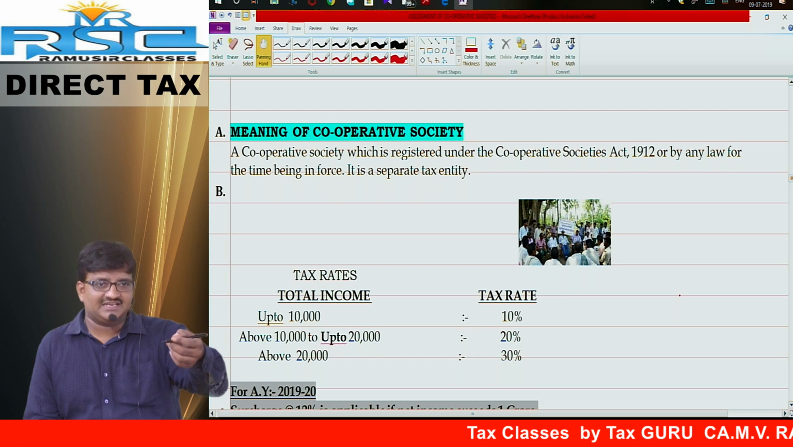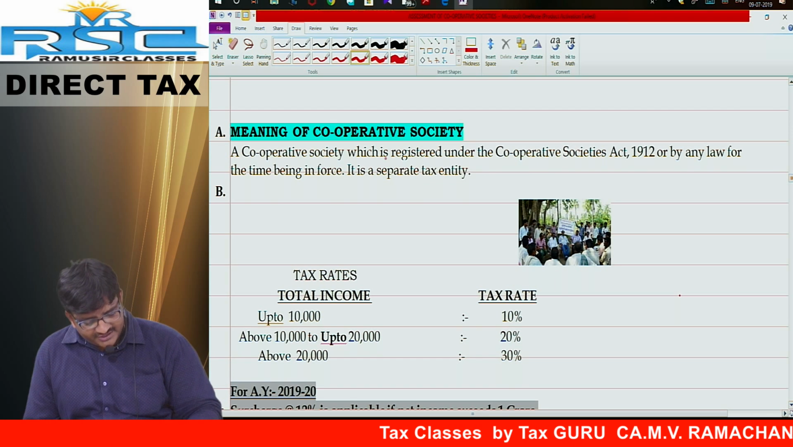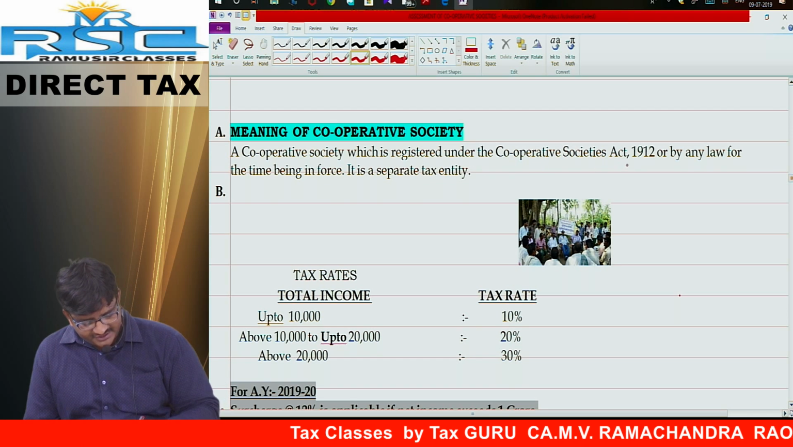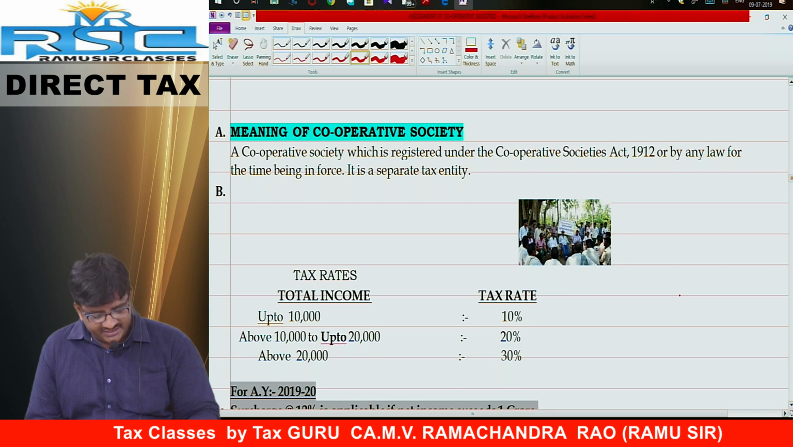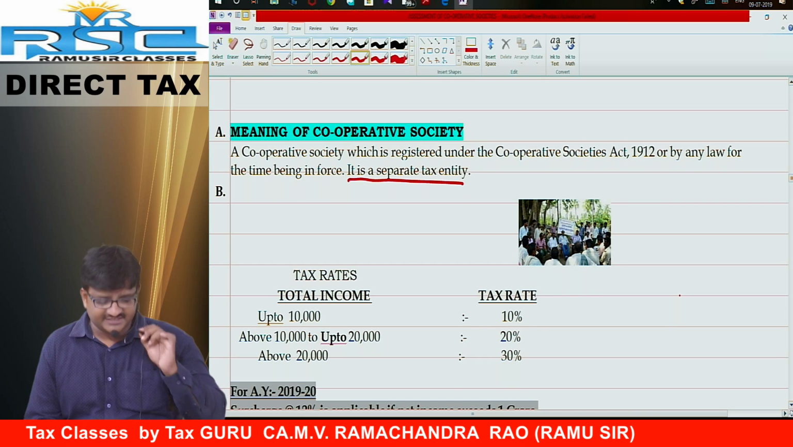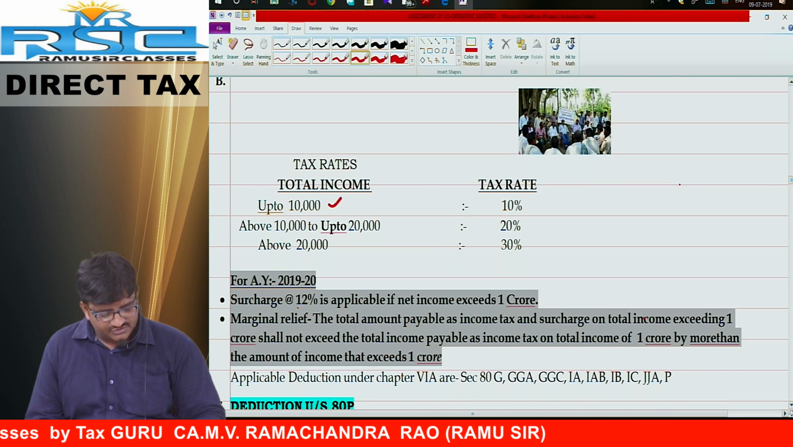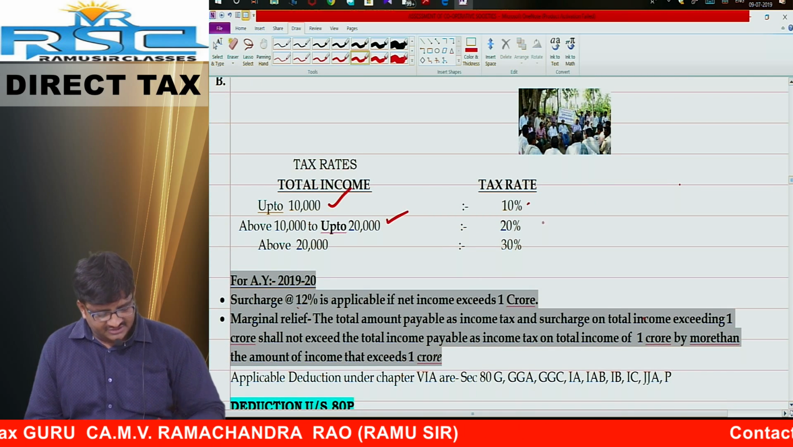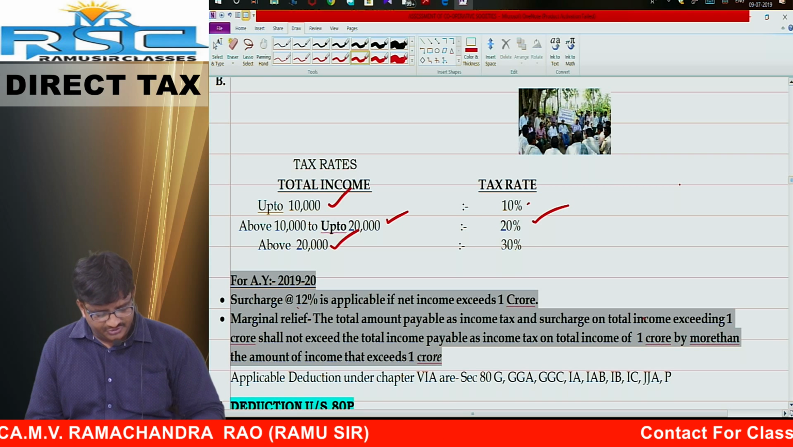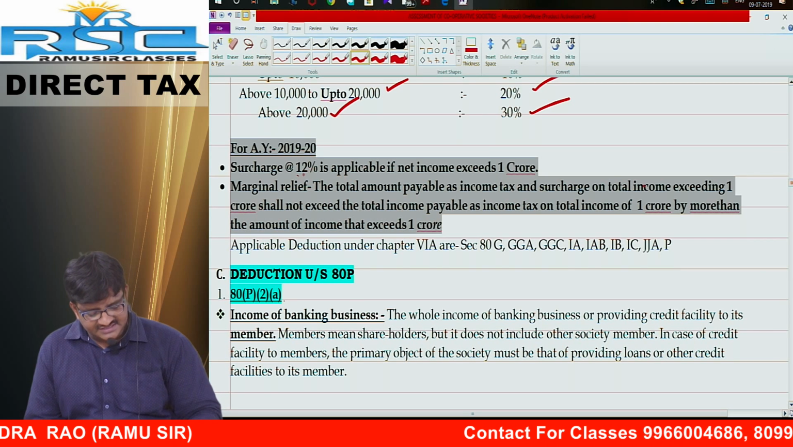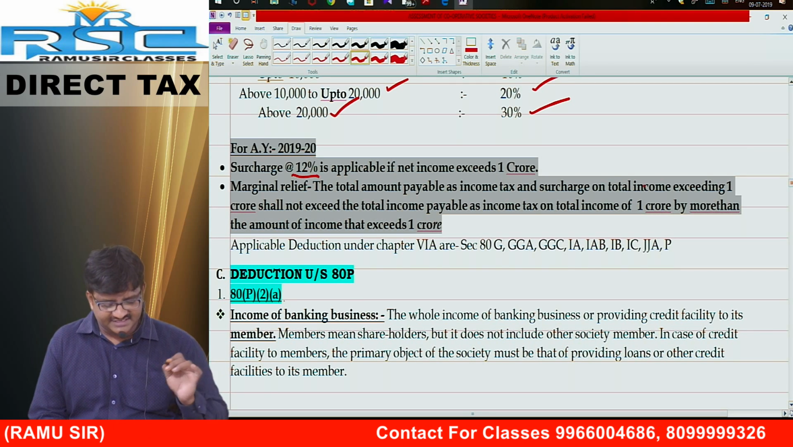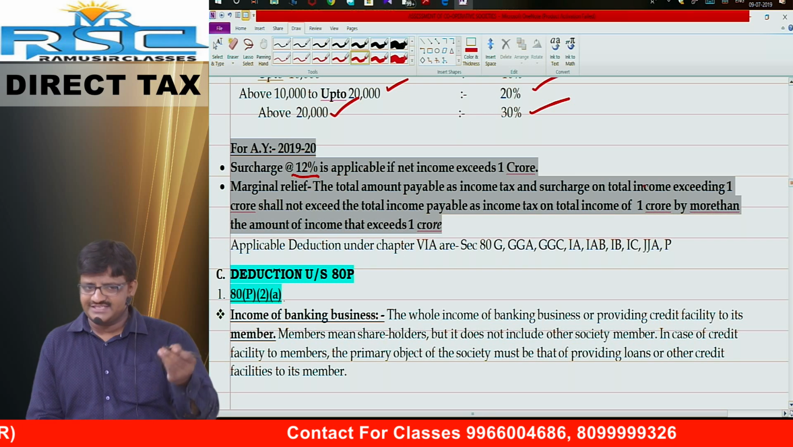So it is given clearly in the material. Please follow. A cooperative society which is registered under the Cooperative Societies Act 1912 or any other law for the time being in force is a separate tax entity. Tax rates are as follows: up to 10,000, 10%; 10,000 to 20,000, 20%; above 20,000, 30%. For assessment year 19-20 itself, a surcharge of 12% applies if income exceeds 1 crore. Marginal relief, friends, is anyhow applicable.